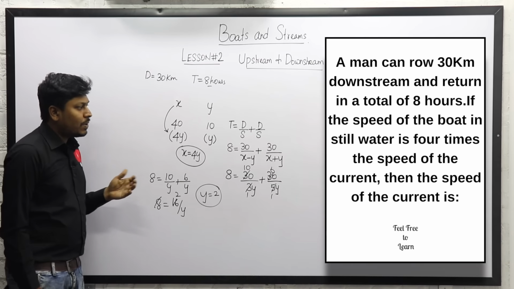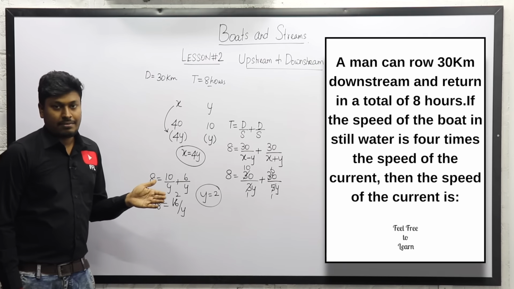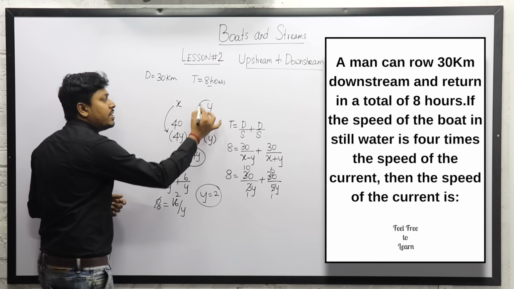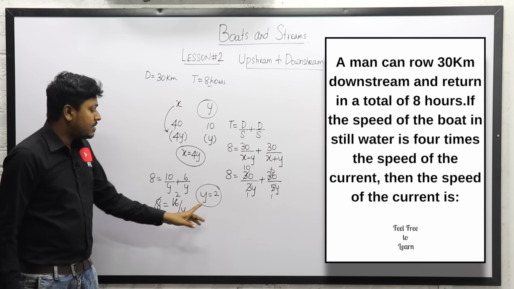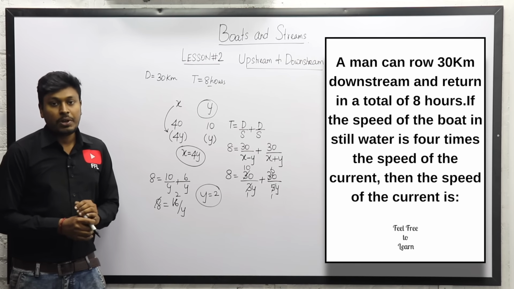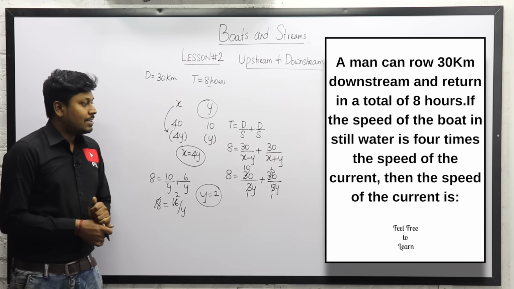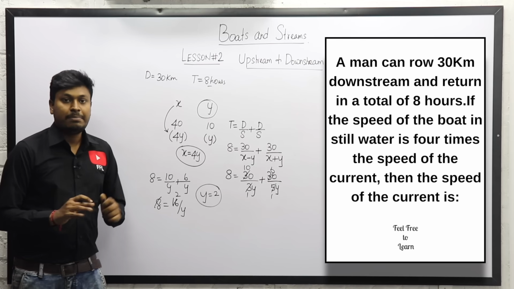So finally we can say what they are asking us, speed of the current, which is speed of the stream. We have assumed the speed of the stream is y. So finally we can say speed of the stream will be 2 km per hour. So got it? This will be the answer for question number 6.